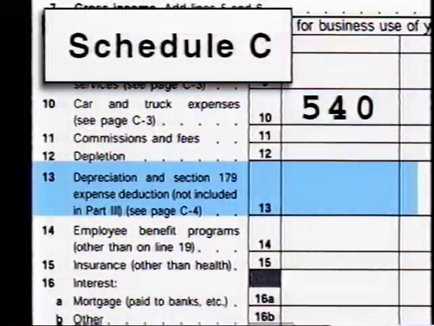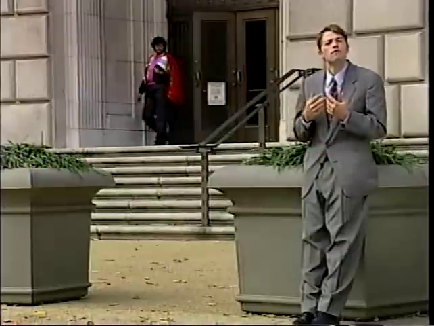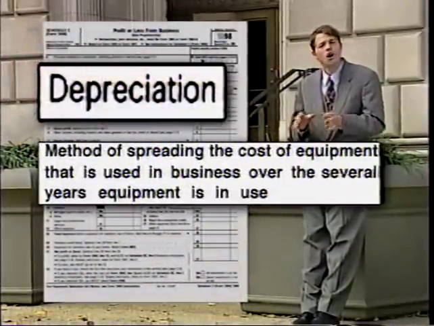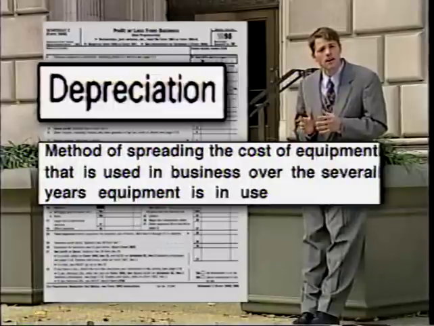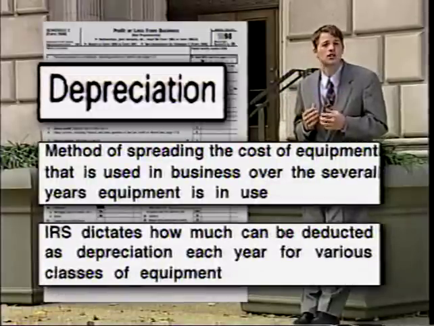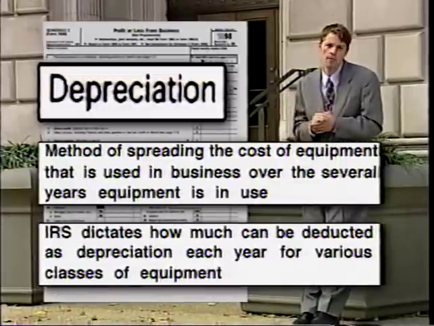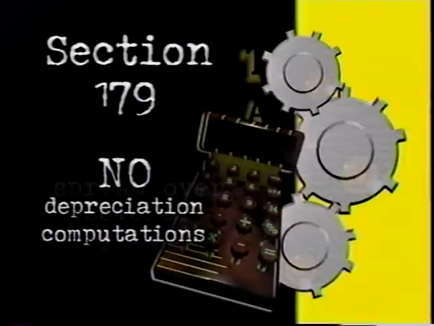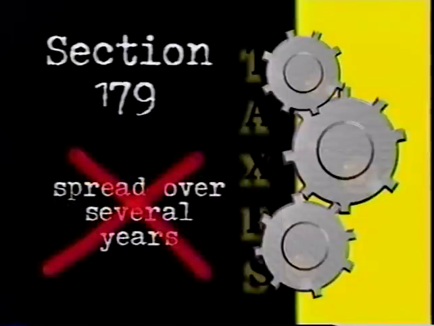Line 13 is a little tricky. It deals with depreciation. For our purposes, depreciation is a method of spreading the cost of equipment used in business over the several years the equipment is in use. For tax purposes, the IRS dictates how much can be deducted as depreciation each year for various classes of equipment. There is one stipulation. The Section 179 deduction allows you to automatically deduct up to $18,500 per year of newly acquired equipment without having to go through the hassle of depreciation computations and spreading the deduction over several years.